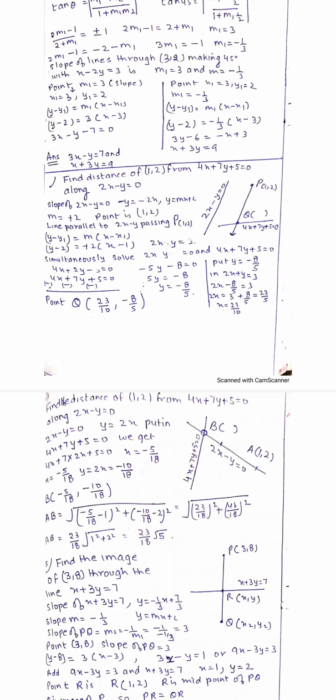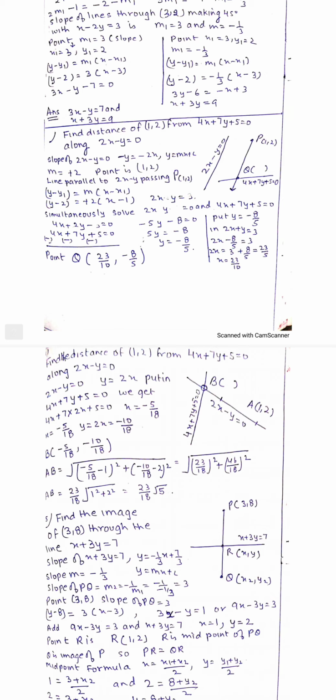So the point Q is (23/10, -8/5). This is the value of x and the value of y. So this is the point, and we can find out the distance of (1, 2) from 4x + 7y + 5 = 0 along 2x - y = 0.